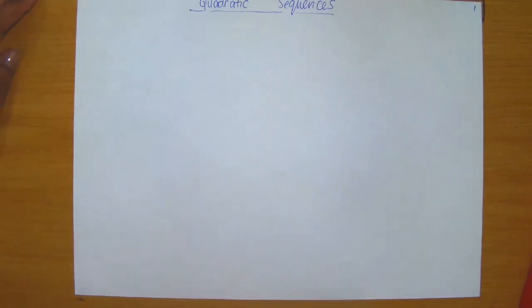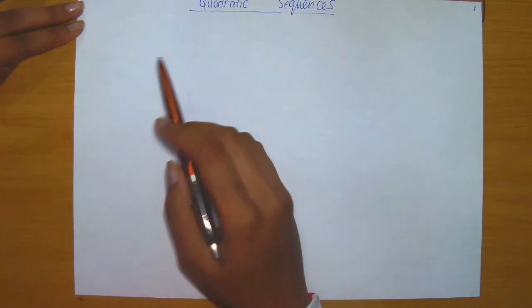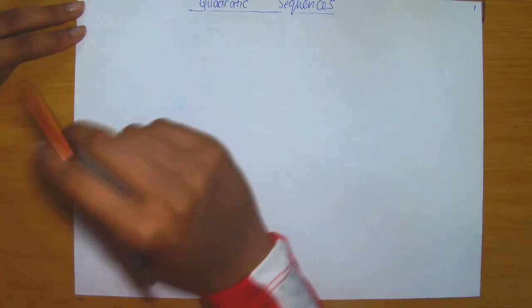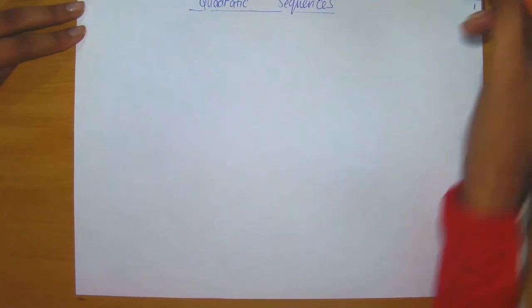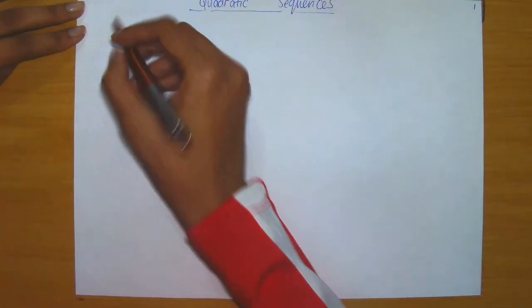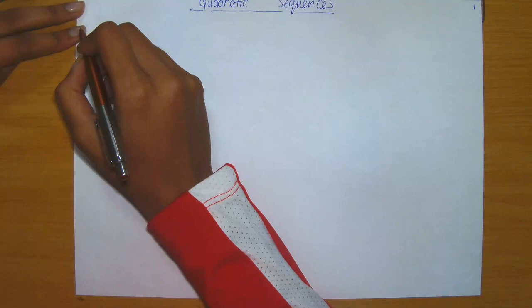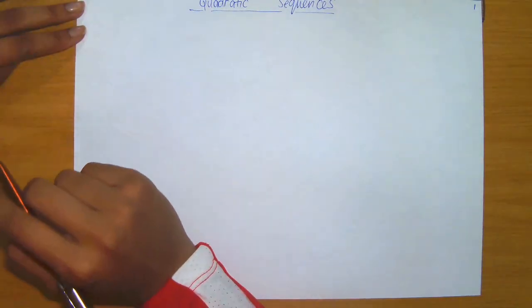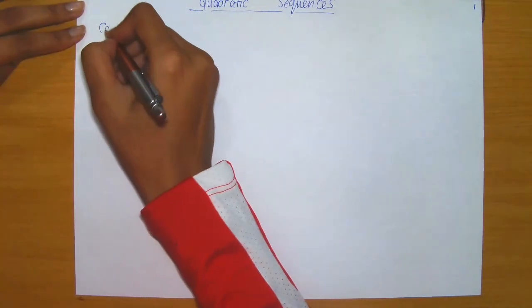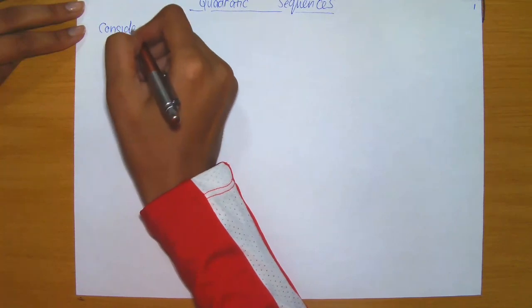Hi everyone, in this video lecture I'm going to be discussing quadratic sequences. So recall that in the previous video lecture we had discussed arithmetic sequences, and an arithmetic sequence was a sequence that had a first common difference. So let's keep that in mind.